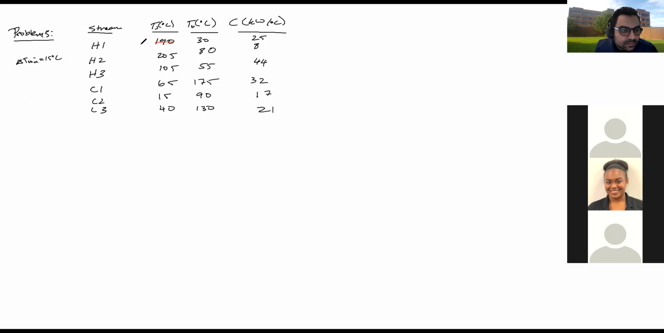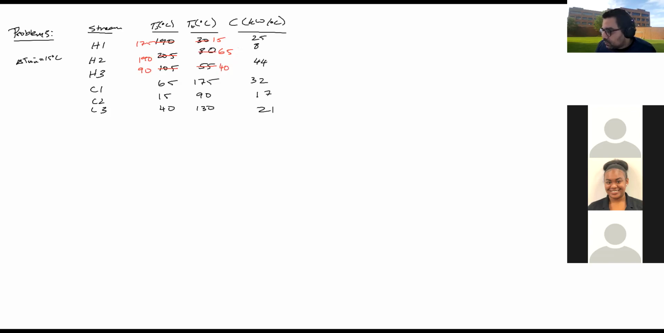So this will now be 190 minus 15, this is 175. 30 minus 15, this is 15. 205 minus 15, 190. 80 minus 15, 65. 105 minus 15, this is 90, right? And 55 minus 15, this is 40, right? So I've subtracted 15 from all my hot streams. Yeah, so I just removed delta T from all my hot streams here.